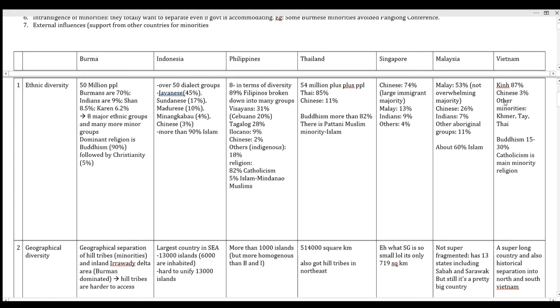Oh, Vietnam. Yeah, Vietnam has a pretty big majority, I guess. They have 87% Kinh, which is one of the groups, the Vietnamese group, and then they have a small Chinese minority as well as other minorities.